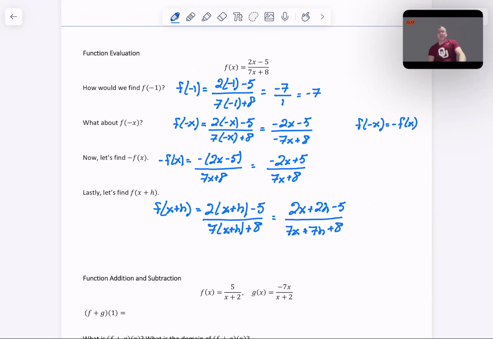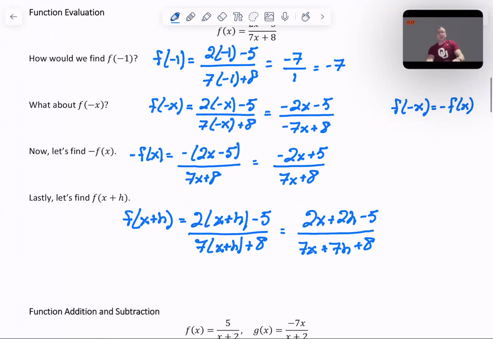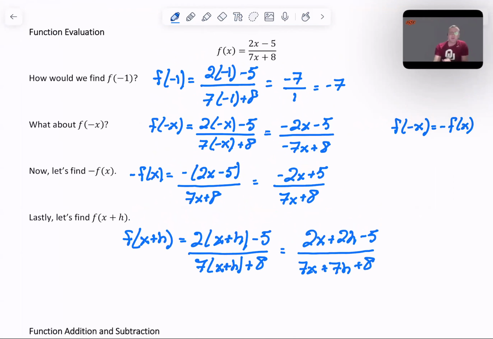Everyone okay with what I did there? All I did was instead of plugging in x for up here, I plugged in x plus h. And then I just used the distributive property.